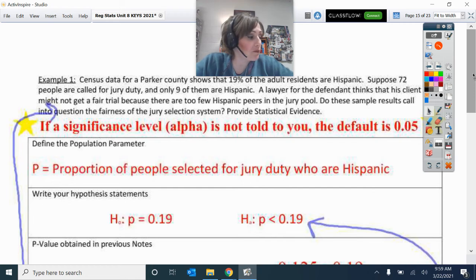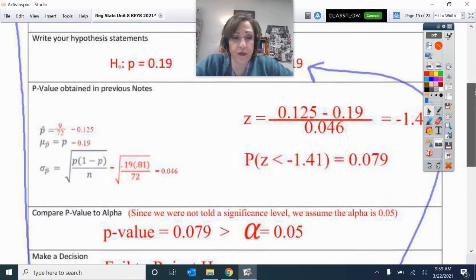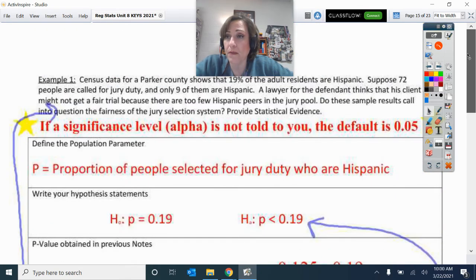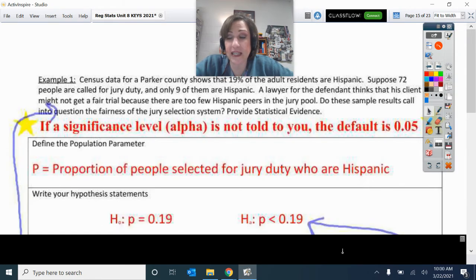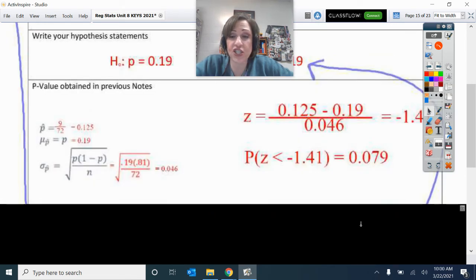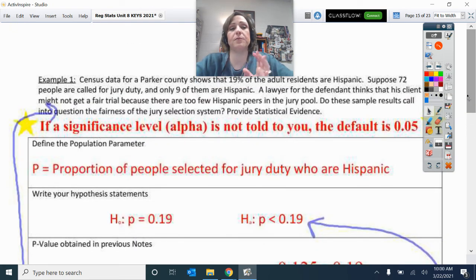When you turn the page, you'll notice that I actually gave you the first few parts. I gave you the parameter, the hypothesis statements, and the p-value. That's because we had done those previously in another section, so I wasn't going to have you redo them. I want you to focus on getting the p-value and comparing it to alpha, and then making a decision and so on and so forth. All right, so here we go.